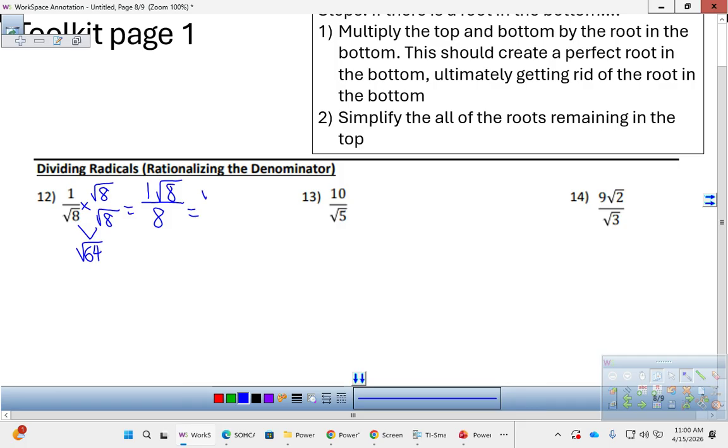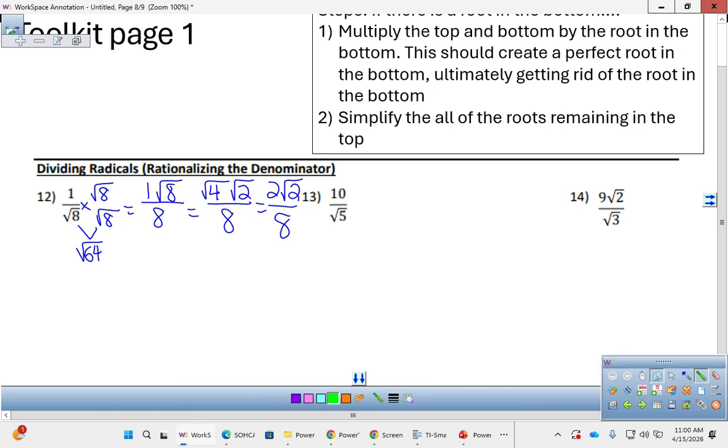So I could break the top up, and again, I'm not going to write the 1 anymore. I'm going to break the top up into 4 and 2. And I'm writing this step out, square root 4 square root 2. You don't have to write that out. You can jump directly to 2 square root 2. So I'm breaking up that root. Now I have this number outside of the root and this number outside of the root. They're called like terms.